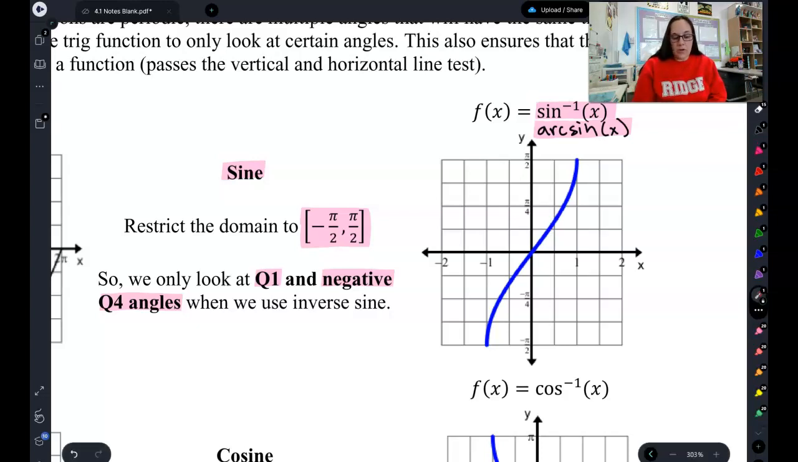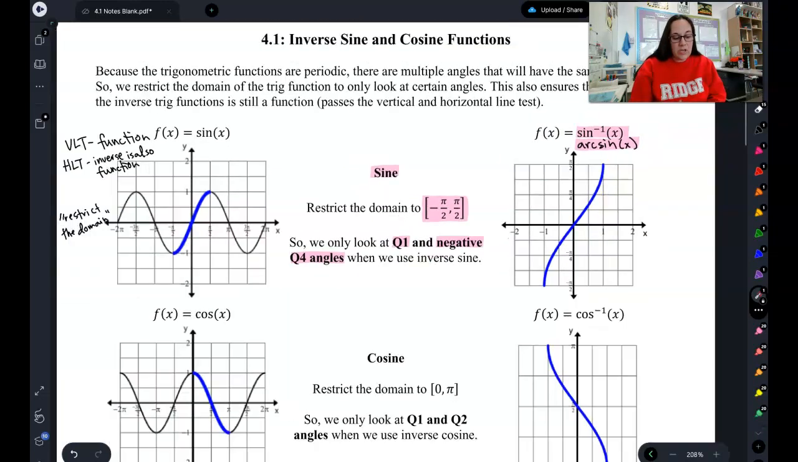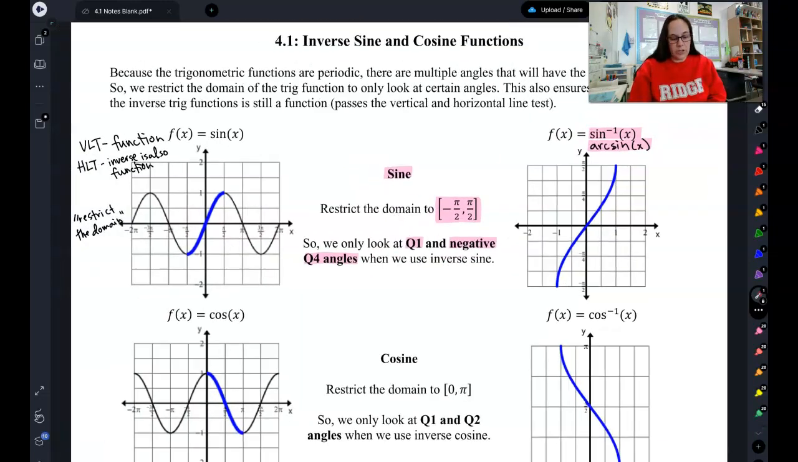Now, a couple things I want you to notice. The domain of this graph goes from -1 to +1. The range goes from negative pi halves to positive pi halves. So that's a little introduction to our inverse sine function.